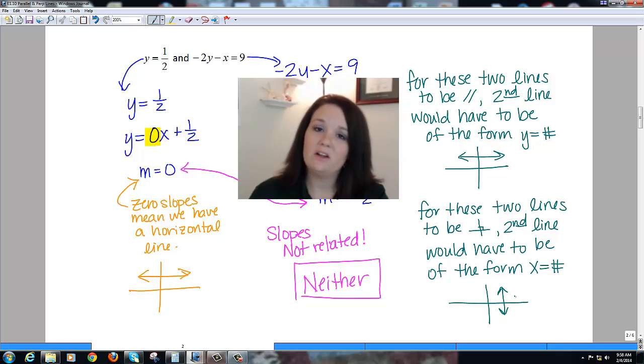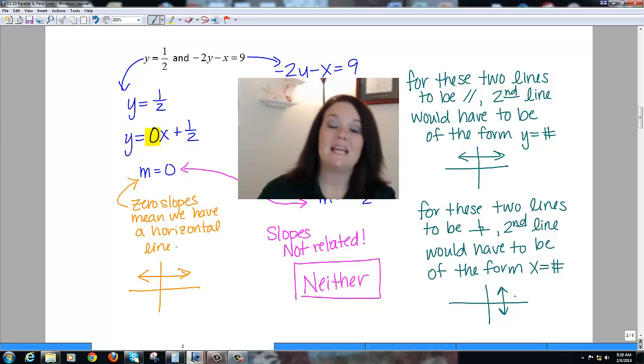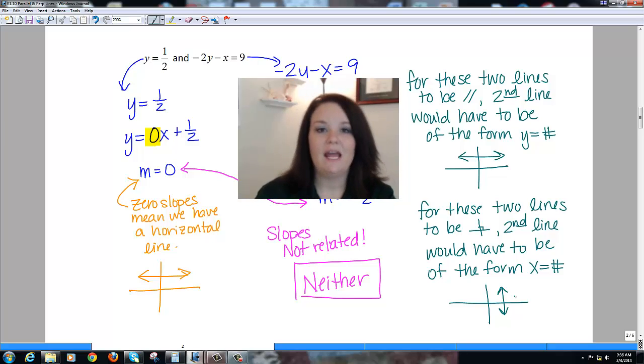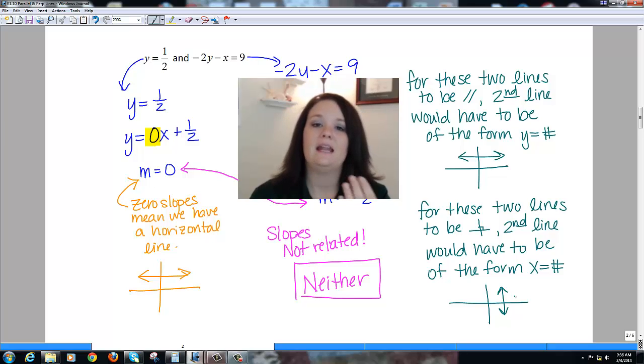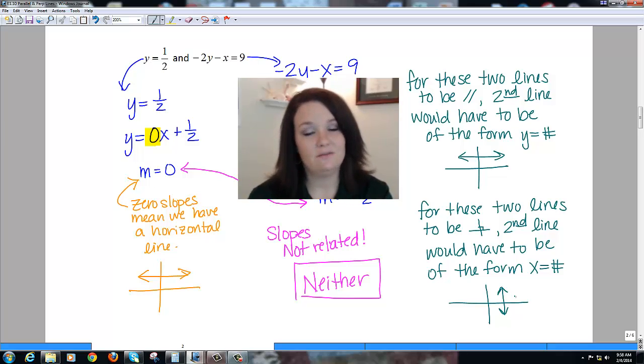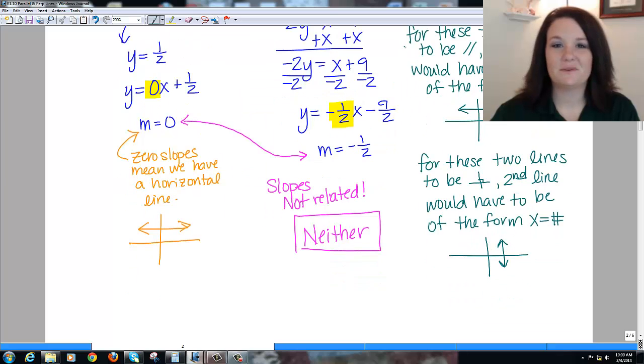In order for it to be parallel, it would have to also be a one variable line, and it would have to be the same variable as your first line. In order for them to be perpendicular, it would have to be a one variable line, and it would have to be the opposite variable that's equal to a number. Okay, does that make sense? Okay, so we want to go ahead and move on.